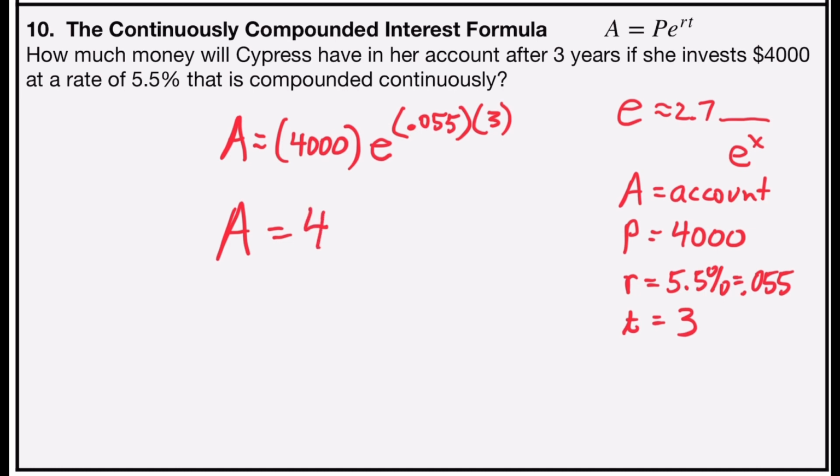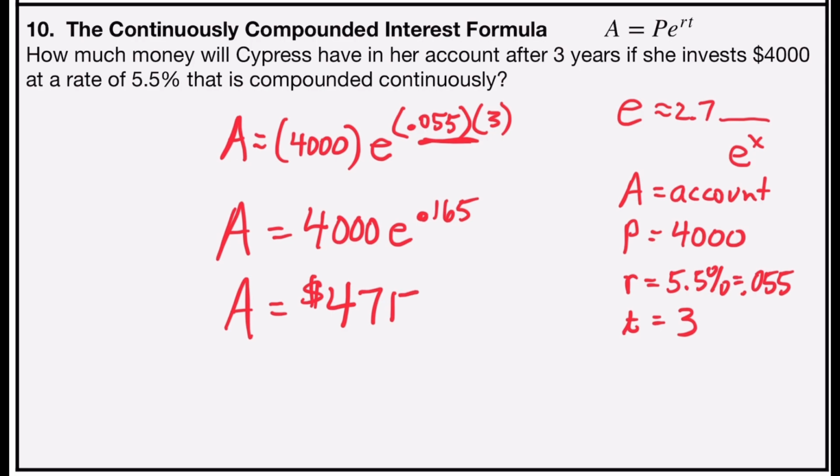So A would be equal to 4,000 times E, and E will be raised to the, if I multiply 0.055 times 3, I get 0.165. And so if I type in my calculator E raised to the 0.165 and get that answer, multiply that by 4,000, I'll find out that the amount in the account is $4,717.57.